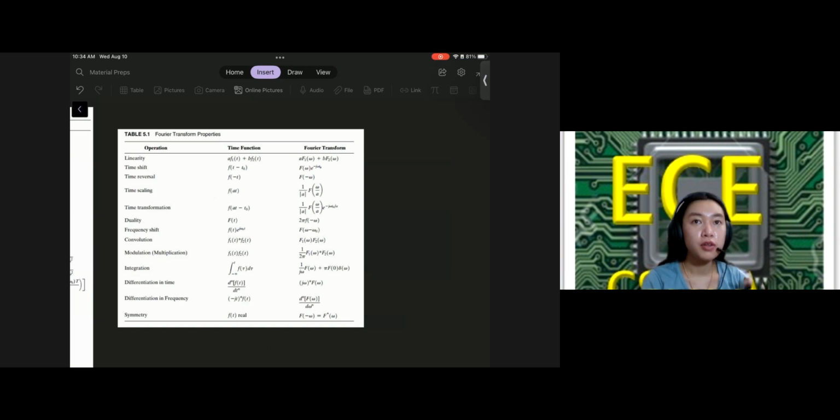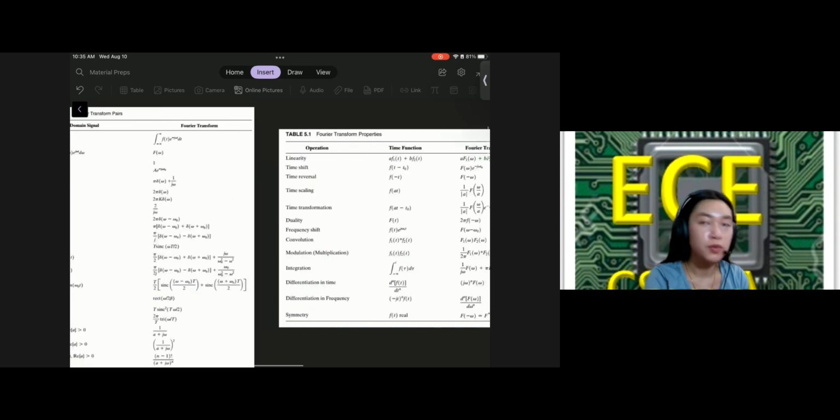You can use these properties to rewrite whatever equation you're trying to solve for the Fourier transform and make it easier to solve. So this is the list of them.